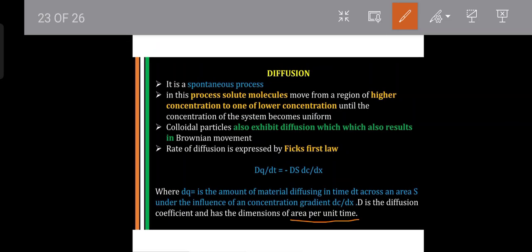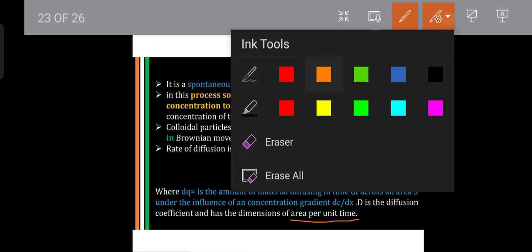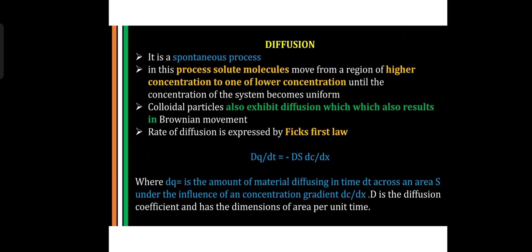Fick's law will be discussed later in different classes in pharmaceutics. So you have to remember that the rate of diffusion is expressed by Fick's first law. The MCQ may come in competitive exams. It is also written that colloidal particles exhibit diffusion, which also results in Brownian movement. Means if diffusion is happening, that leads to Brownian movement also, because these all come under the kinetic property. Got my point?